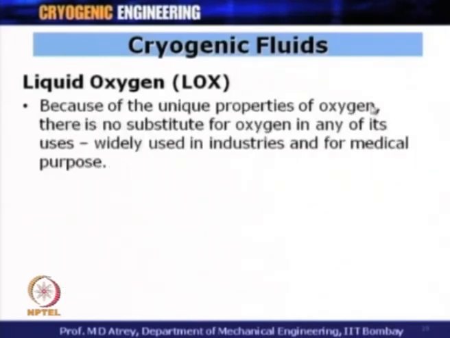Because of the unique properties of oxygen, there is no substitute for oxygen in any of its usage. It is widely used in industries and for medical purposes. As I showed, in the whole of cryogenic engineering, the first event was the liquefaction of oxygen, that means to reach 90 Kelvin. And why did it happen? It happened because of its usage in industry as well as in medicine. One requires oxygen for living, and therefore, all the attempts were on in order to store oxygen in plenty, and that can be done only in the liquid form. So, the research towards production of liquid oxygen was always on, and this is what in fact initiated the whole of cryogenic engineering.